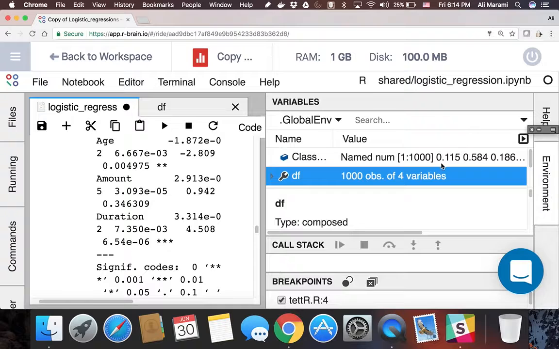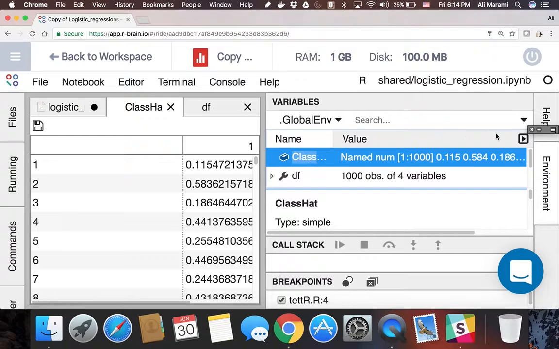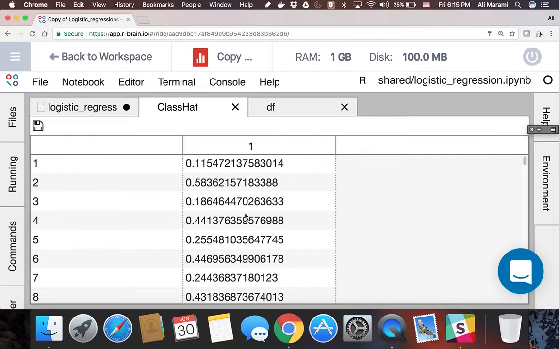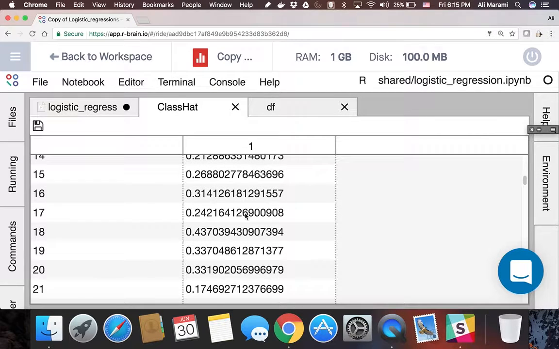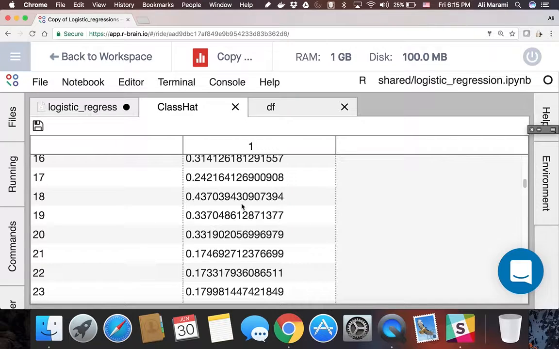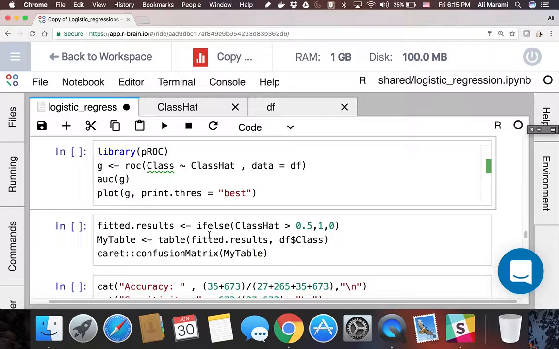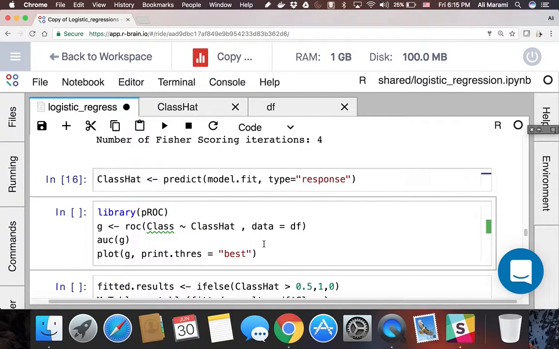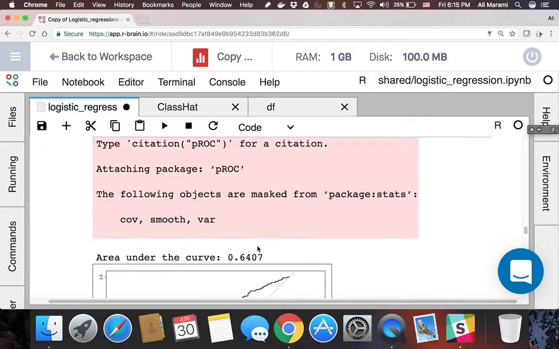And if I look at the class hat here, right, as you can see, these are probabilities like 24%, 43%, 33%, and so on and so forth. And here I can actually have the ROC curve and see the quality of this outcome. And what is the ROC curve?